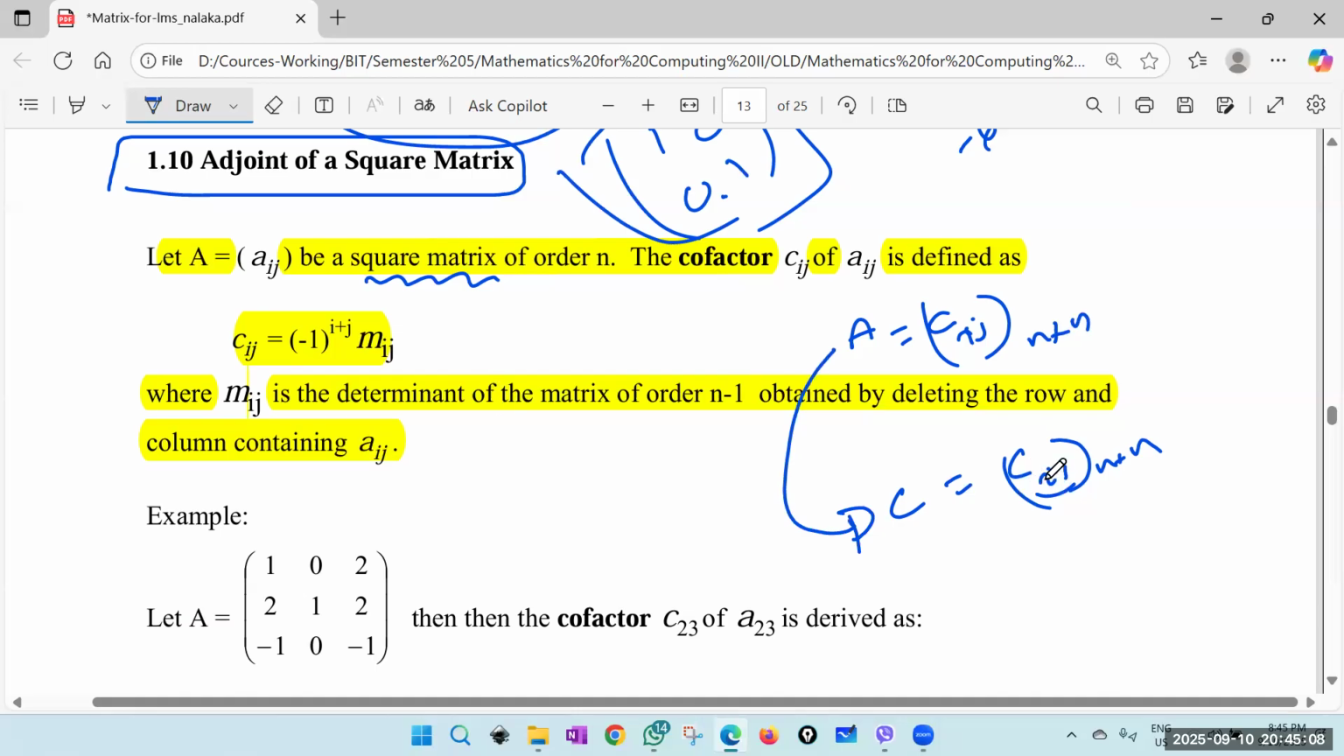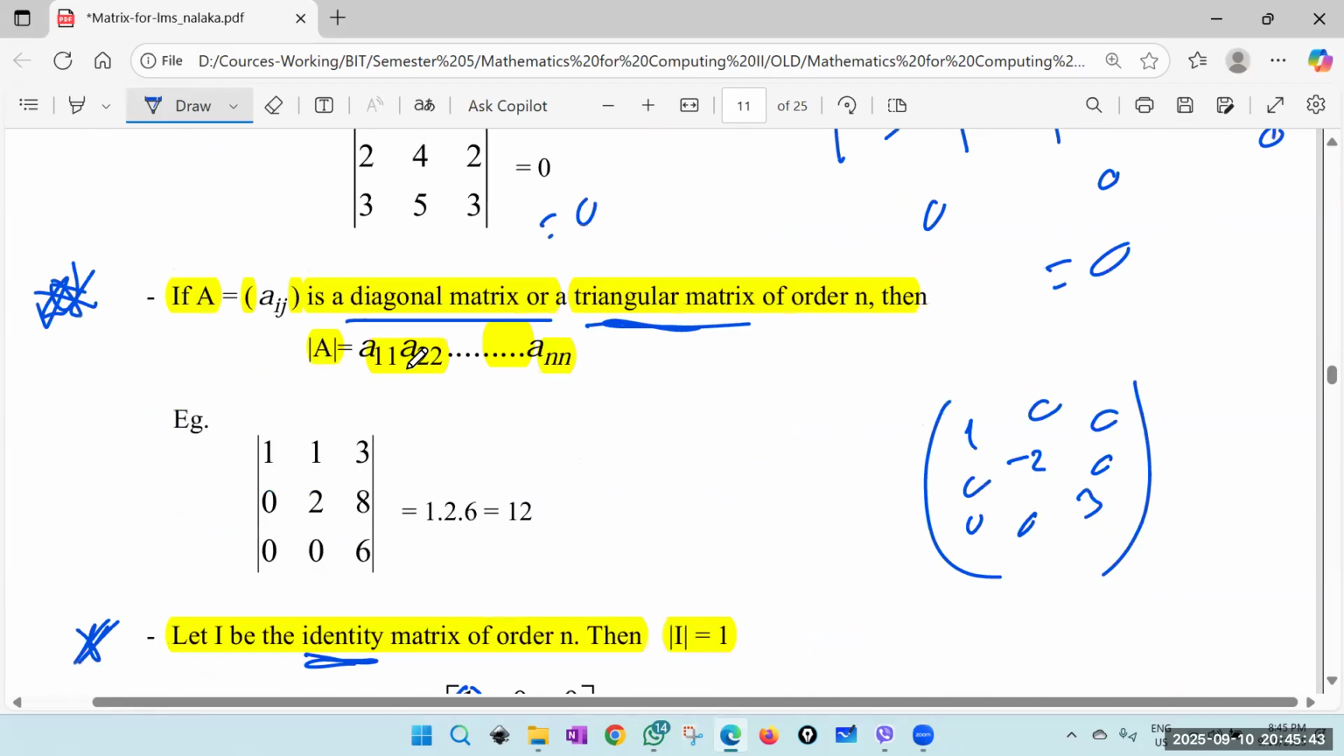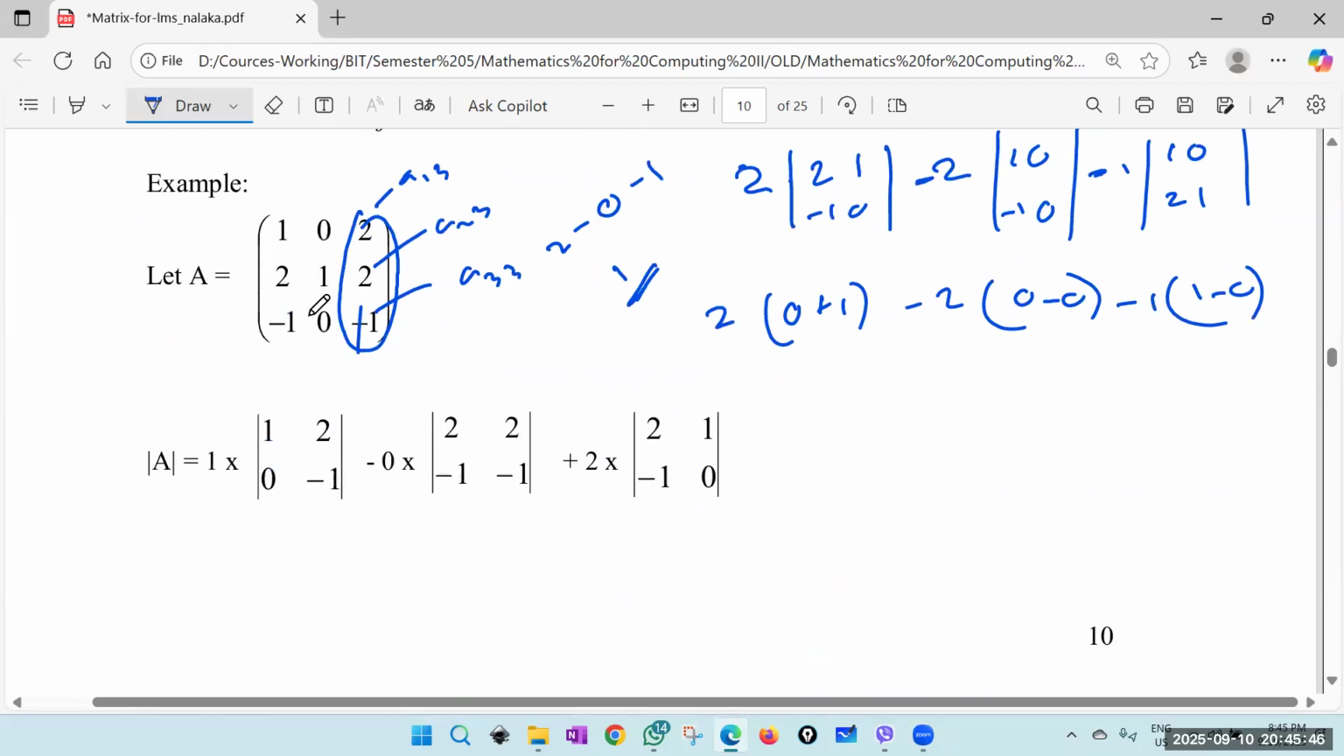How do you find this individual element? C_ij is minus 1 to the power i plus j times M_ij. M_ij is: you delete the row and column related to A_ij and then find the determinant. So it's pretty much like finding the determinant itself, because in finding big determinants we also did this. Remember when we find the determinant of a 4 by 4 matrix, we use the same calculation.